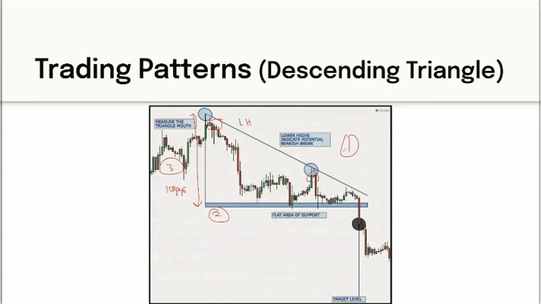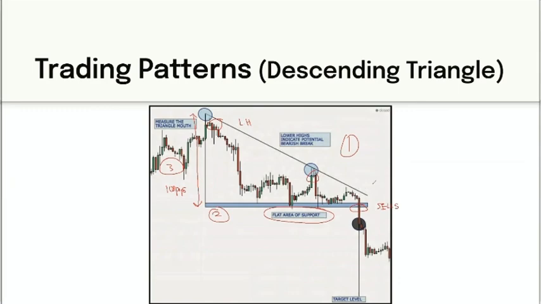Okay, so how do you trade a descending triangle? Descending triangle mainly means bearish momentum. So you trade a descending triangle when price actually breaks through the flat area of support. See over here, flat area of support, which is right over here. So when you see that price broke through the support, what's next? What's next is you can start to open sell positions, right? You open sells after price broke through the flat area of support.